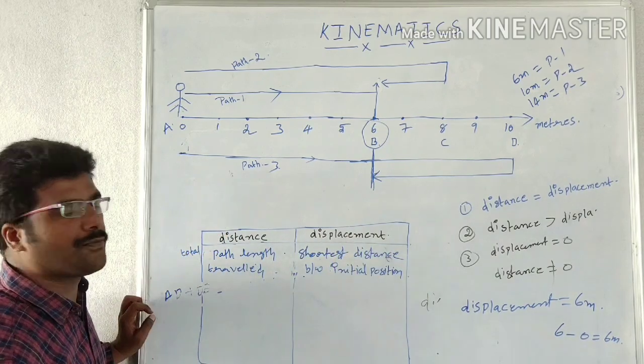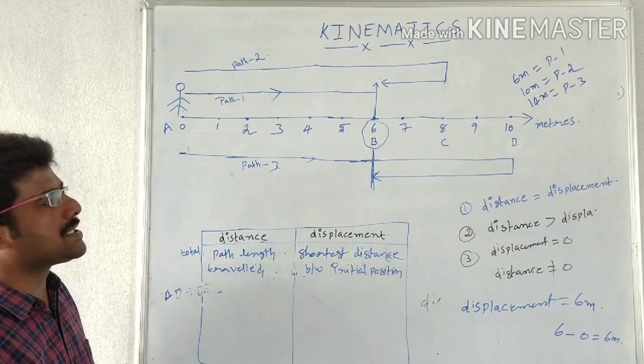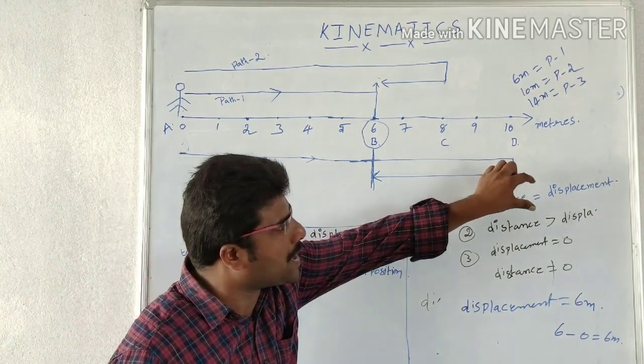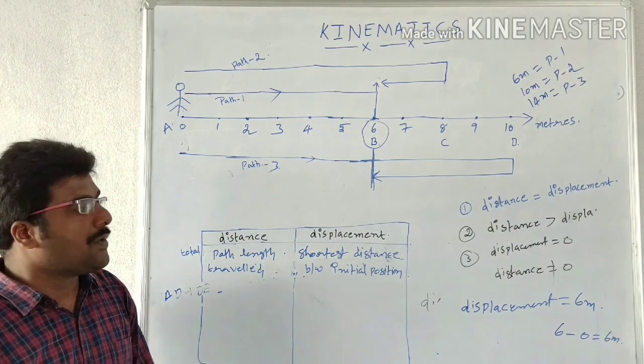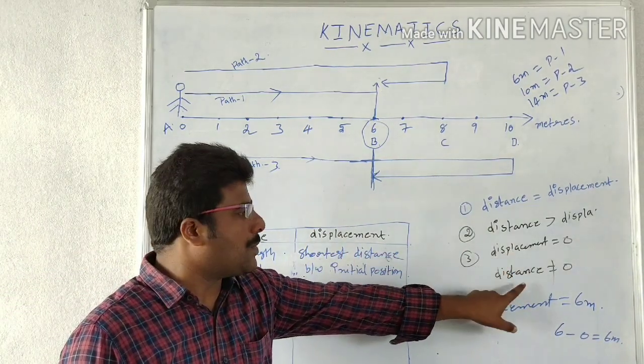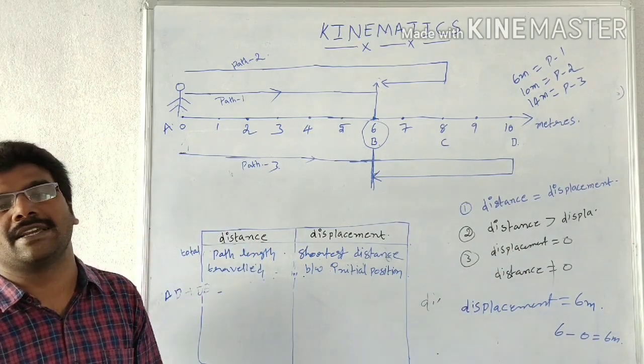This is the first difference. Coming to the second difference: when a body is moving in a straight line, the distance will be equal to displacement. When you come to the third, the displacement may be 0, but the distance cannot be 0.